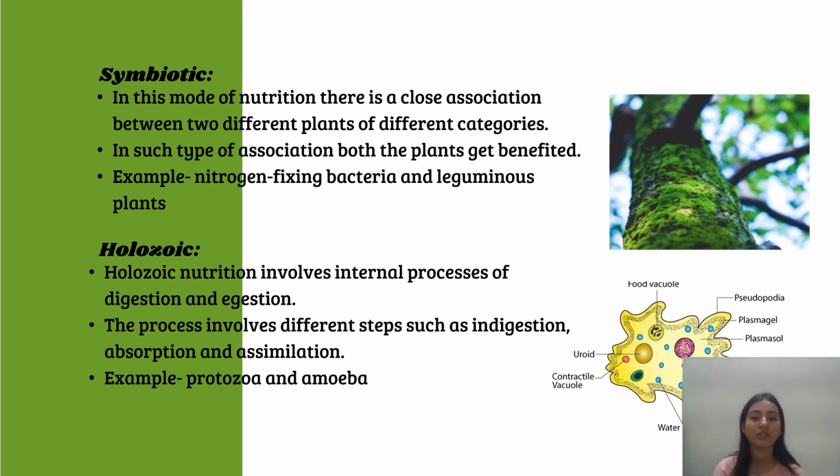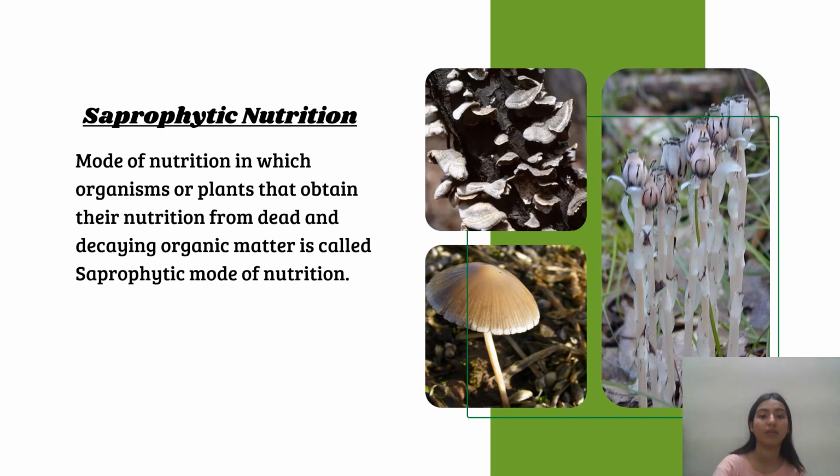Both are getting benefited. Next is the holozoic mode of nutrition. Holozoic nutrition involves internal processes of digestion and egestion. Digestion, you all know, is the breaking down of complex components into simpler ones, and egestion means excretion, taking out of the waste materials. The process involves different steps such as ingestion, absorption, and assimilation. And the example could be protozoa and amoeba.